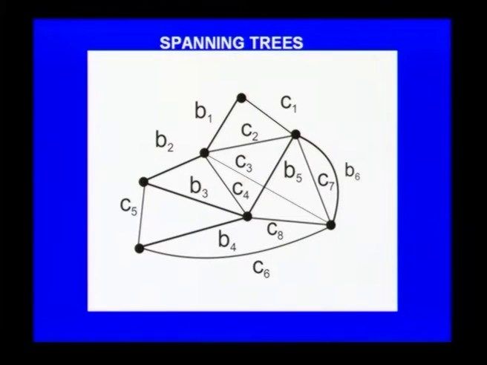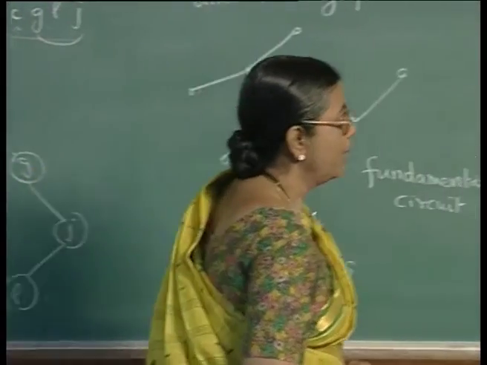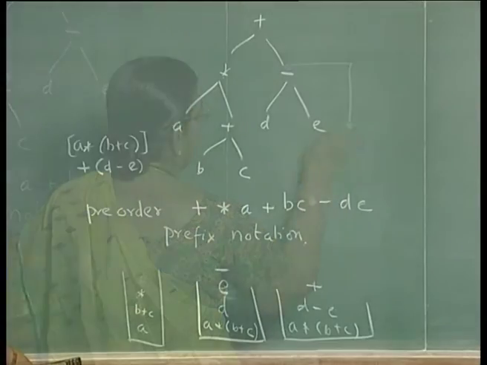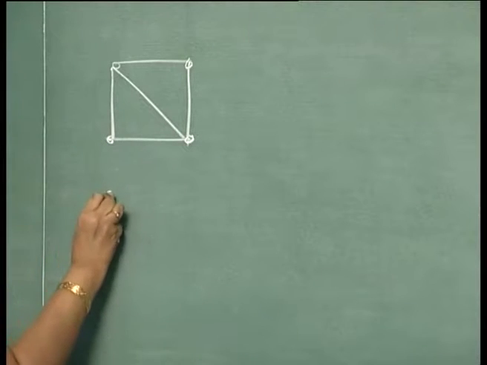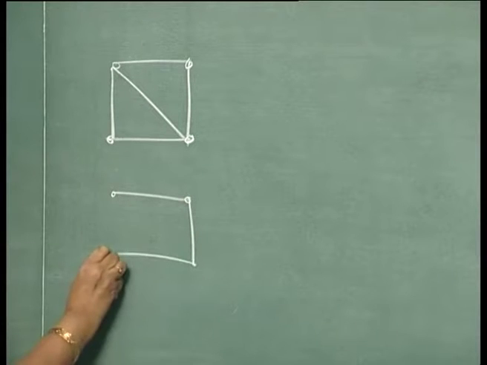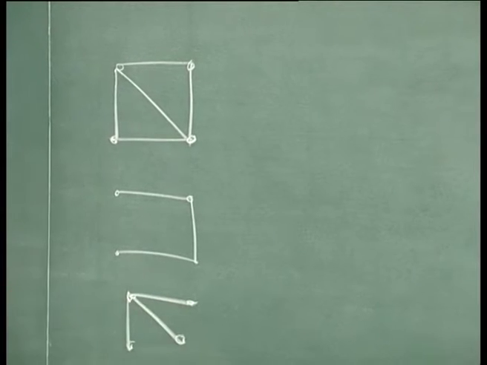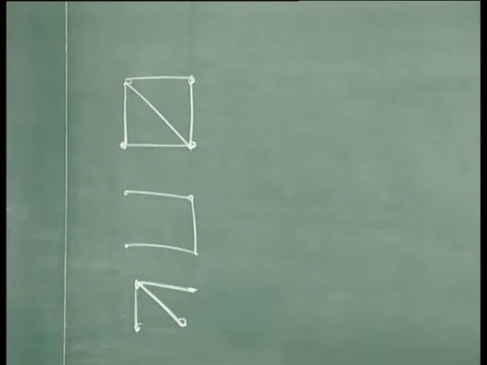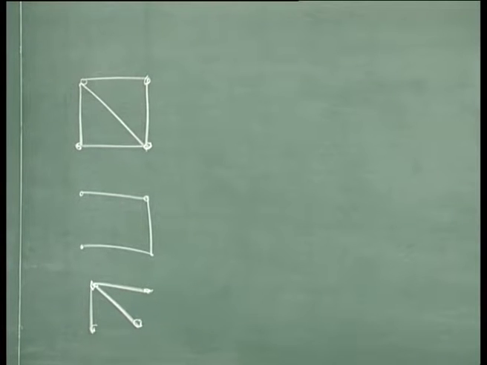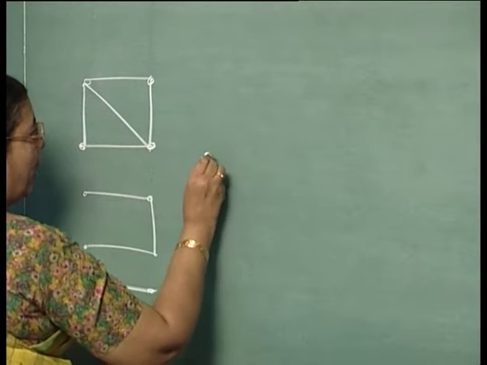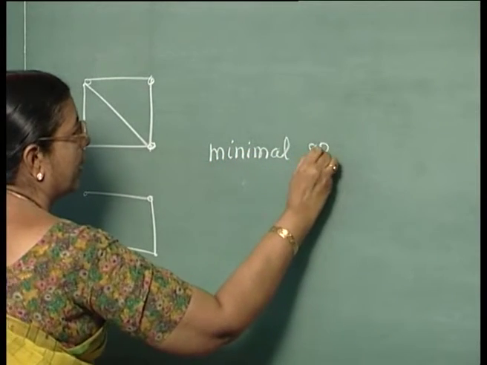The spanning tree of a graph is not unique. You can have several spanning trees for a graph. For example, take this graph. It has 4 vertices. This can form a spanning tree. This can form a spanning tree, and so on. There can be several spanning trees. Now, sometimes it is of use and of great interest to find out what is a minimal spanning tree. Minimal spanning tree.